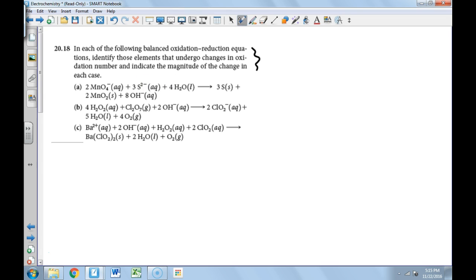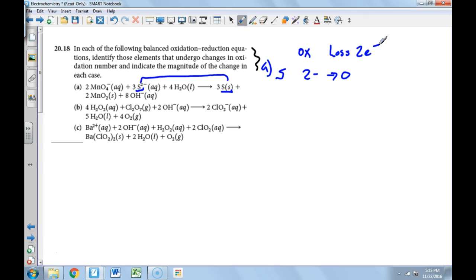One of the more straightforward things to do is look at the elements. I always like to look at the elements first, and then look at what it looks like on the other side of the reaction. If it's a product, I'll look at the reactant side. If it's a reactant, I'll look at the product side. Here we have sulfur. For A, sulfur is going from 2- to 0. So that is a change. That's an oxidation.